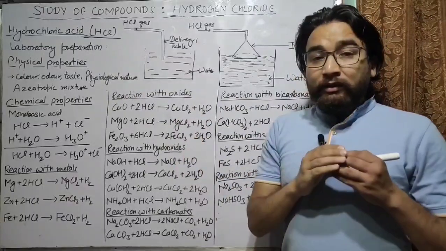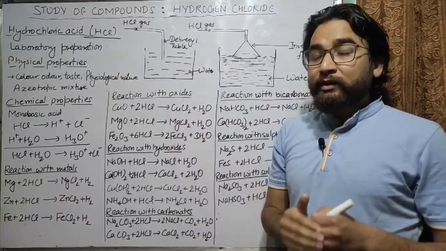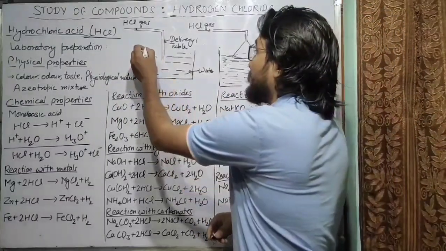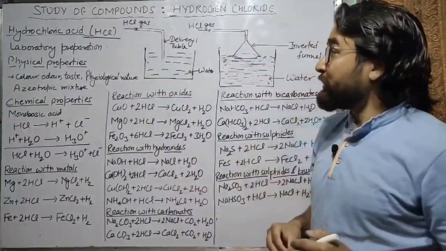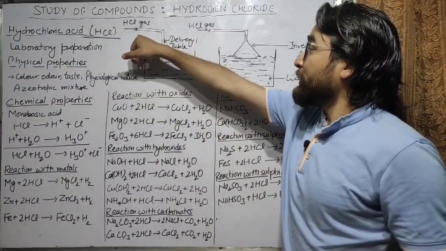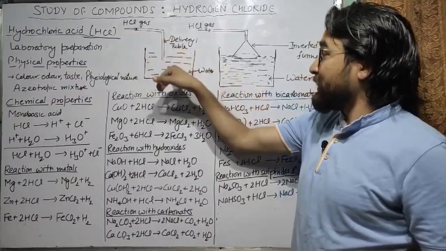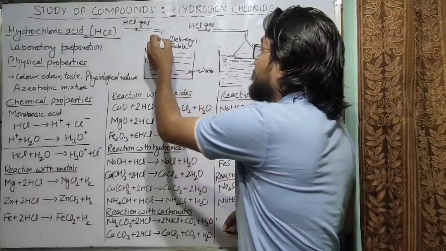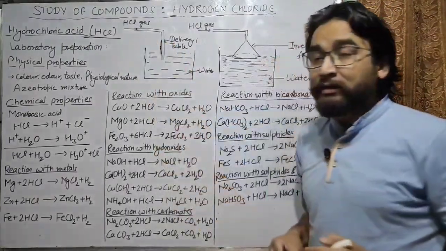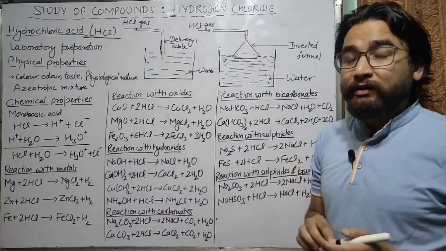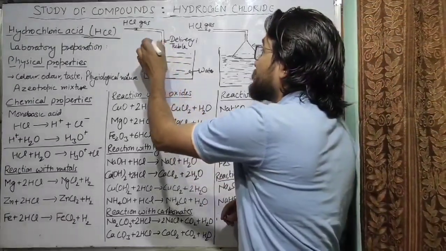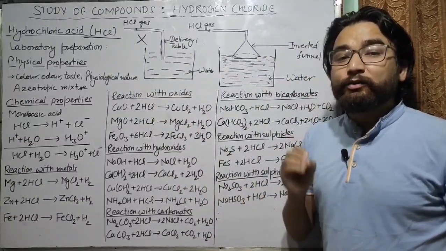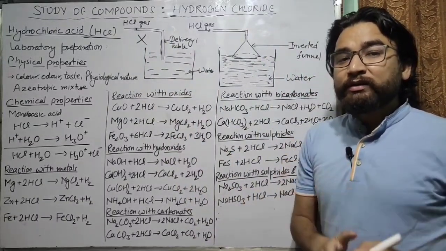Now, how do we prepare hydrochloric acid? The laboratory preparation of hydrochloric acid. You can see two diagrams here. We can prepare it by passing the HCl gas into water. This is a delivery tube through which we can pass the hydrogen chloride. But actually this is the wrong method of preparation of hydrochloric acid. Now the question is why?